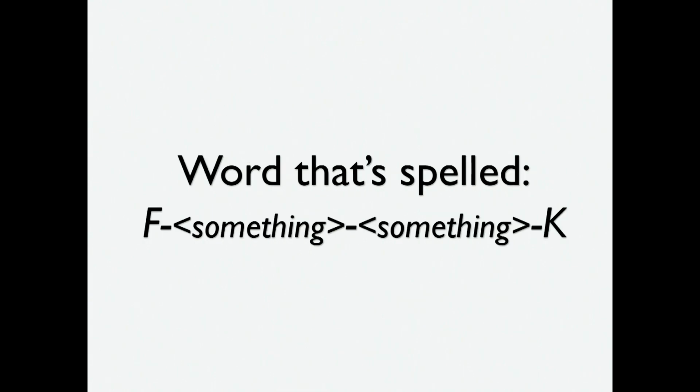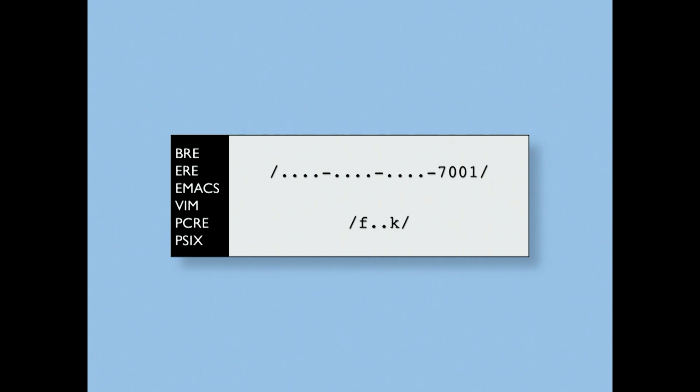Likewise, if we're looking for a word that's F something something K, then those something somethings could be anything that you like. So of course, in all regex dialects, there's a syntax that says match any one character, but I don't care what character it is. And that syntax in almost all the dialects is the dot character, the period. So here, for example, we have a regex that matches a typical credit card number ending in 7001 and any word that is F anything anything K.